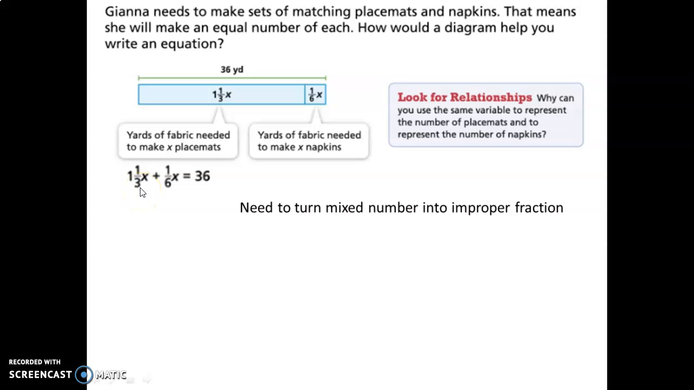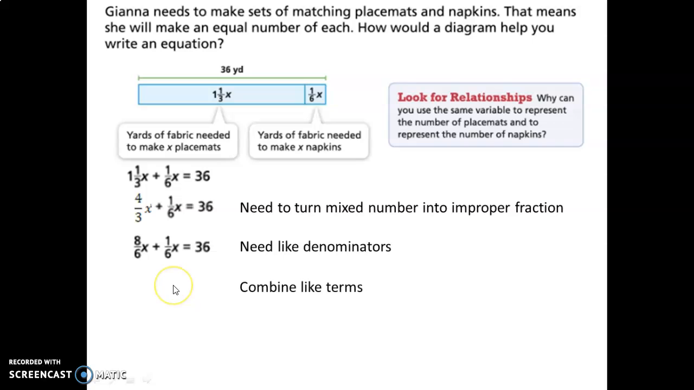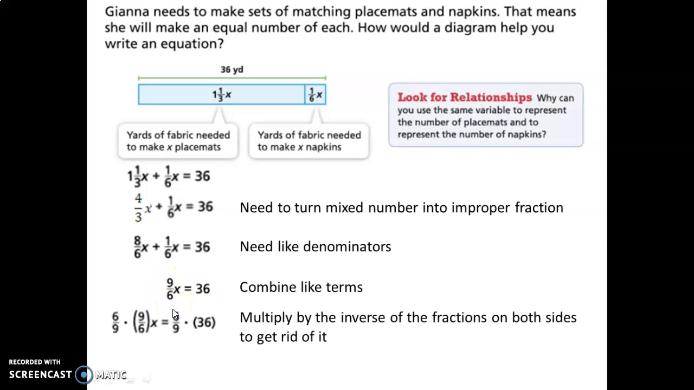We need to take this mixed number and turn it into an improper fraction before we go any further. So let's take the denominator, 3, multiply it by 1, add the top, so that's equal to 4/3 x plus 1/6. We need to have a common denominator, so we're going to make that into 6. The first fraction, 4/3, we multiply the top and bottom by 2, and we get 8/6. Combine 8/6 and 1/6, we get 9/6 x equals 36. And then remember, to get rid of that fraction times the variable, we multiply by the reciprocal. It says inverse there, but reciprocal is probably the proper terminology.